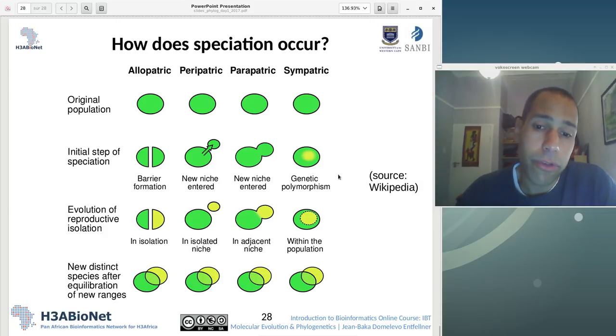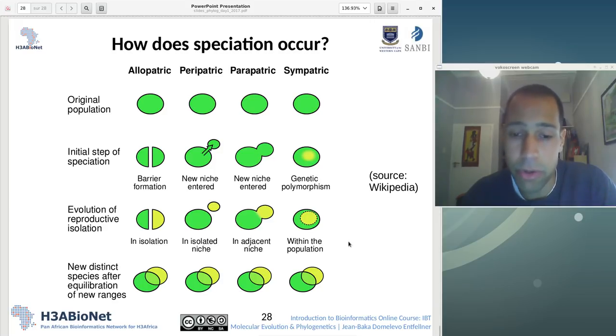Okay, so the take-home message from this slide is that in all cases, speciation happens after reproductive isolation has been enforced by a mechanism or another, be it geographic isolation, or isolation because of various reasons why individuals belonging to the two different populations cannot interbreed.